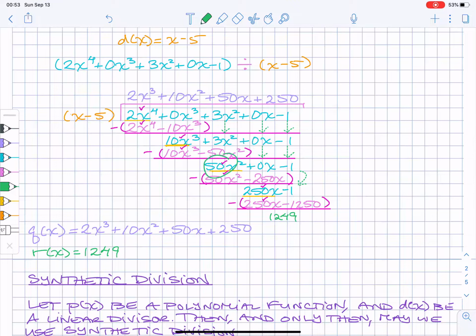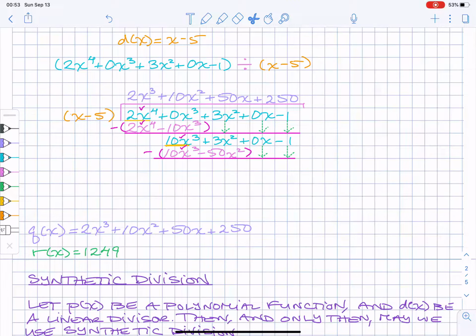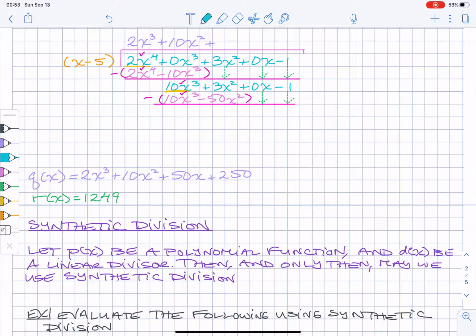Ah, there it is. What is 3 plus 50? It's 53, not 50. So that changes everything. Okay, so what I'm going to do, I'm going to cut this part. Let's see what I should have gotten. 10 minus 10 is 0. 3 and 50 should be 53x squared. Then plus 0x minus 1.